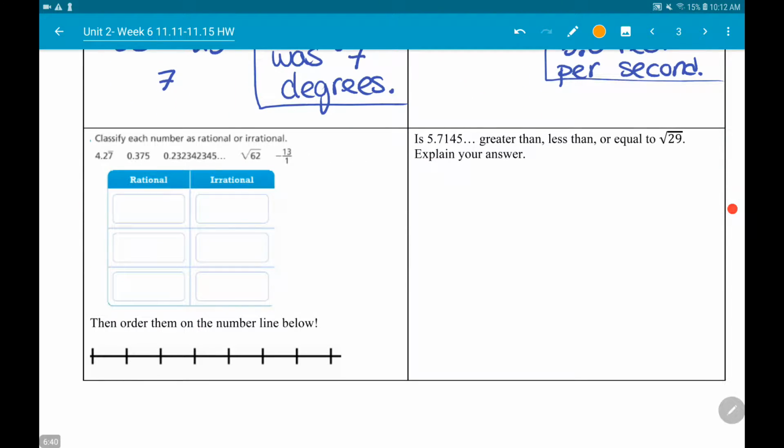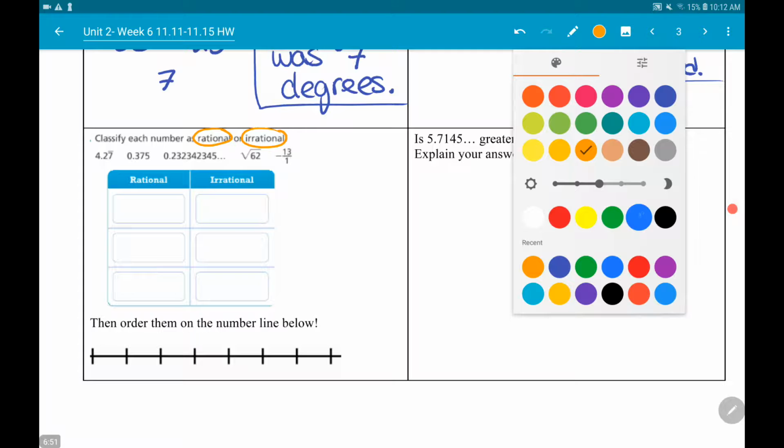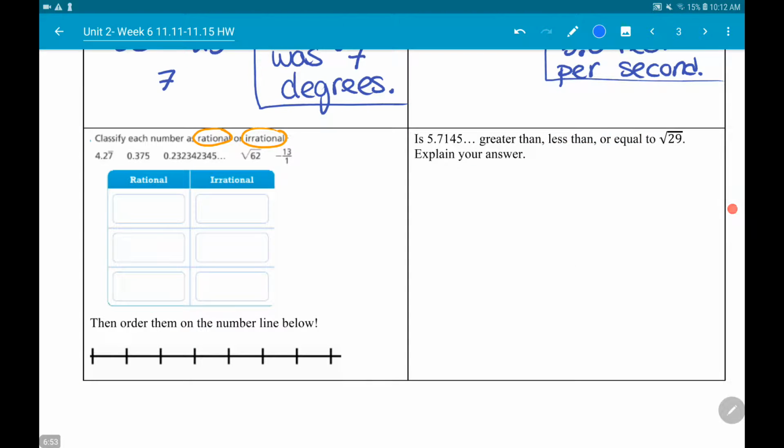All right, then the last thing we talked about in this unit, and remember, I'm just picking highlights here, is rational or irrational numbers. Okay, remember, our irrational number has no pattern, and it goes on forever. And a rational number is either terminating or repeating.